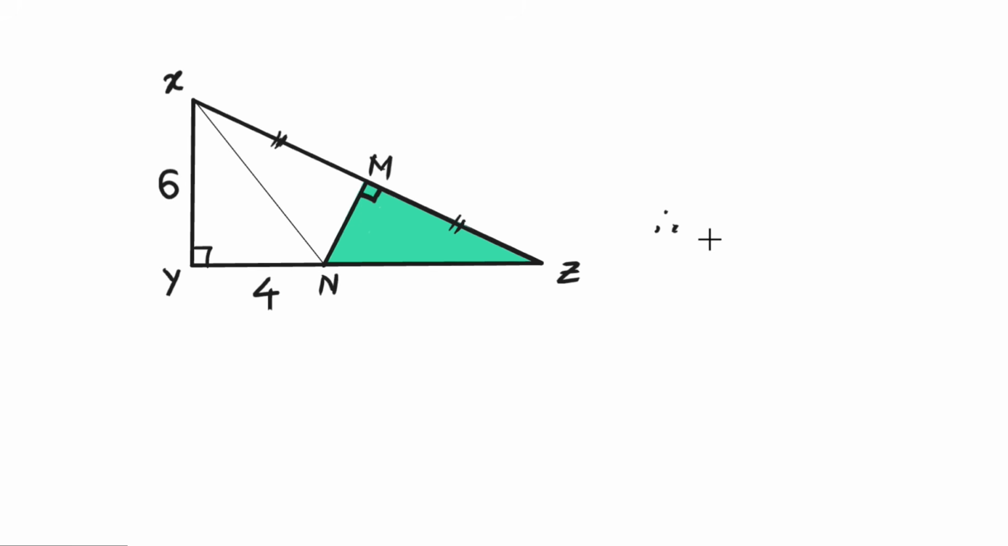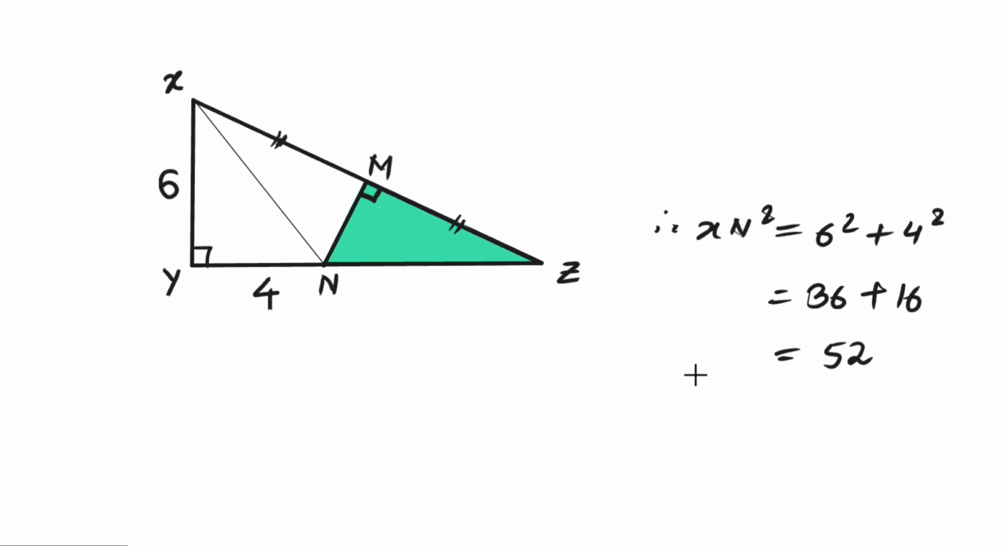Therefore, XN squared equals 6 squared plus 4 squared. 6 squared is 36. 4 squared is 16, and adding them gives 52. Taking the square root of both sides, we get XN equals 2 times the square root of 13.